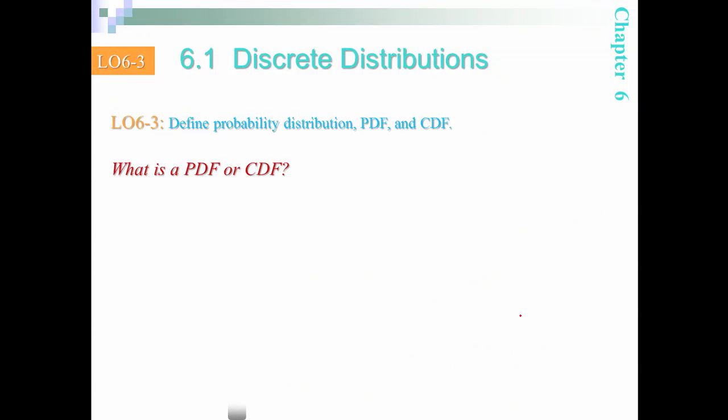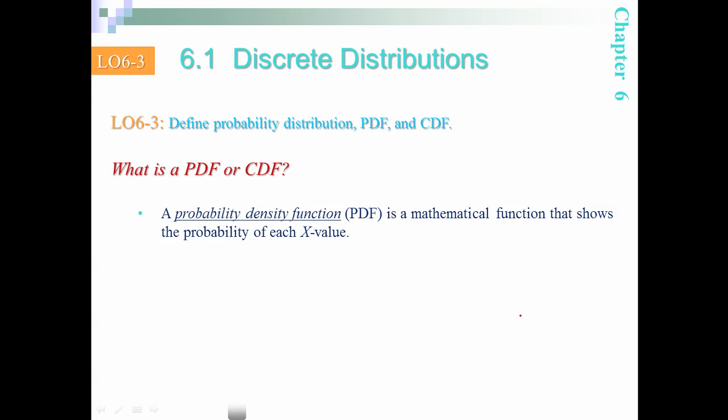And now we're going to come to the meat of this video, and that is defining what's called the PDF, or the probability density function, and the CDF, or the cumulative distribution function. These are both very important tools that we can use for determining probabilities associated with the discrete distributions that we're going to talk about in the next videos, the uniform, the binomial, and so forth.